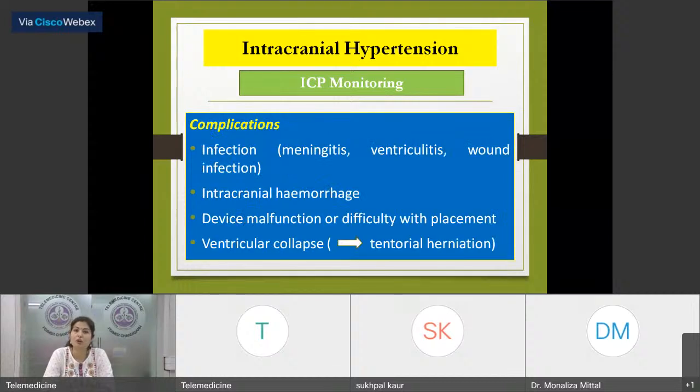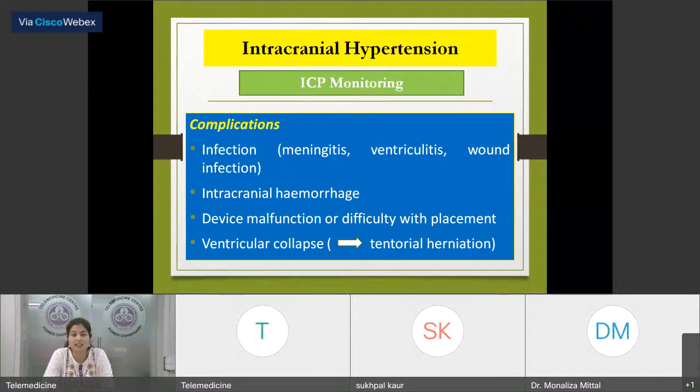However, there are a few complications related to ICP monitoring, and because of that, it becomes a limitation that in every setup we cannot perform ICP monitoring. Like infections, these patients are always at risk of infection, such as meningitis, ventriculitis, and wound infections.